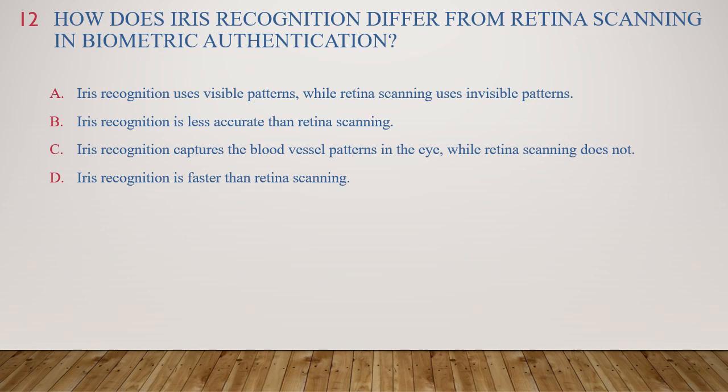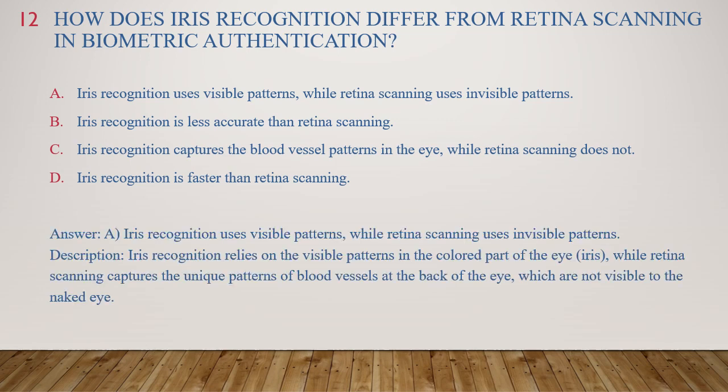Question number 12. How does iris recognition differ from retina scanning in biometric authentication? A. Iris recognition uses visible patterns while retina scanning uses invisible patterns. B. Iris recognition is less accurate than retina scanning. C. Iris recognition captures the blood vessel patterns in the eye, while retina scanning does not. D. Iris recognition is faster than retina scanning. The correct answer is A. Iris recognition uses visible patterns, while retina scanning uses invisible patterns.